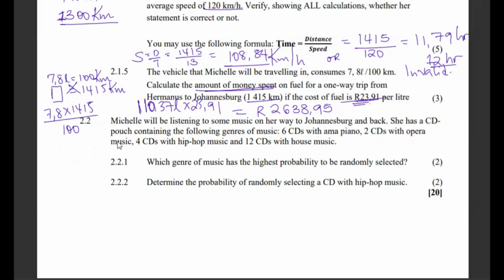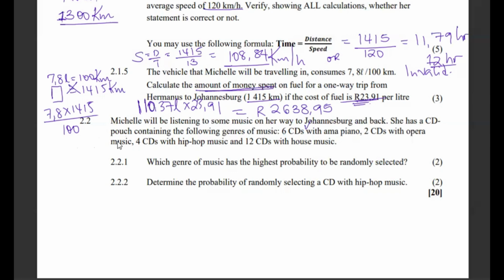Write down, look at that. Michelle will be listening to some music on her way to Johannesburg and back. She has a CD pouch containing 6 CDs with piano, 2 CDs with opera music, 4 CDs with hip hop, and 12 CDs with house music. Which genre of music has the highest probability to be randomly selected?